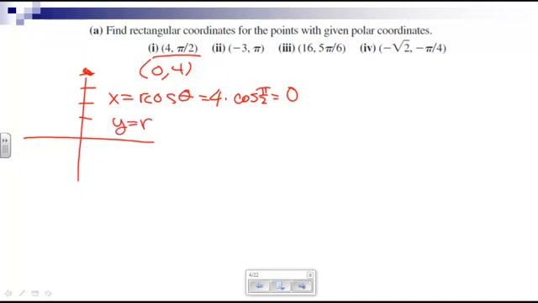How about y? Y is r sine theta. R is 4. Sine of pi over 2 is 1. 4 times 1 is? Oh, it's 4. By hook or crook, we find the same answer. So you can either draw it out and hopefully find something nice, or use those formulas. Either way is fine with me.